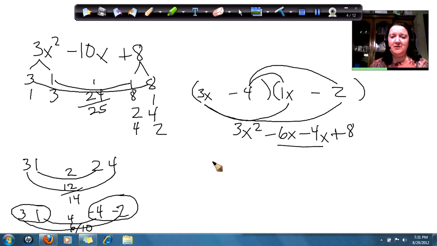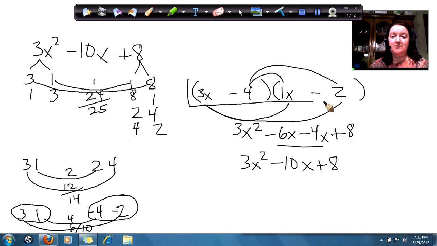So if I combine my like terms, I'm going to get 3x squared minus 10x plus 8. So now I know that I actually factored it correctly. So that is my answer. So that's the end of example number 1.